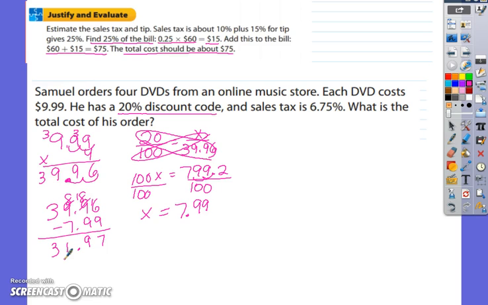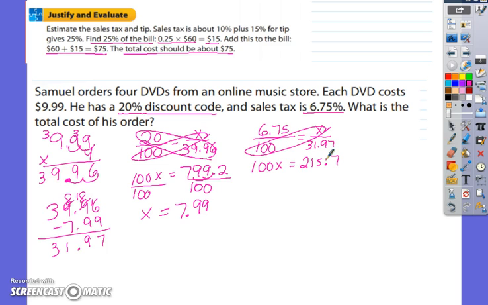Now we have to calculate the tax. The tax is 6.75%. So we'll set up a proportion. 6.75 over 100 is equal to X over $31.97. Now we're going to solve our proportion, getting our cross products, 100x. 6.75 times 31.97 comes out to be 215.7.